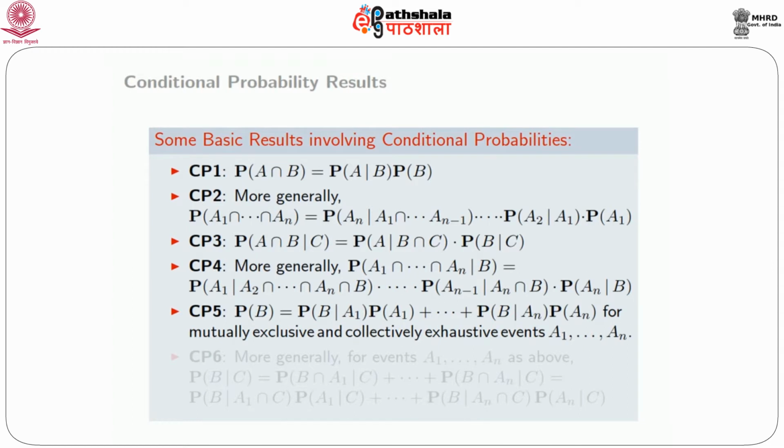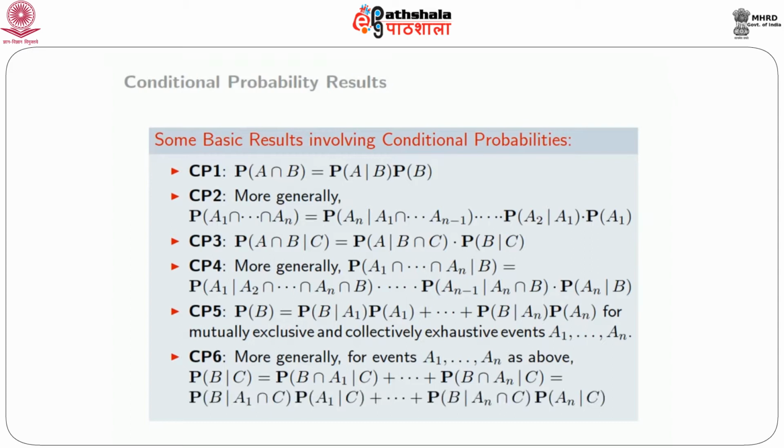CP5. CP5 is sometimes called the theorem of total probability. And then CP6, which is kind of a generalization or extension of CP5. CP5 is the formula for the unconditional probability of B, broken up as a weighted sum of conditional probabilities. CP6 is something analogous, but now we want to write the conditional probability of B given C as a weighted sum. So these properties would be used left and right in the analysis of Markov chains.